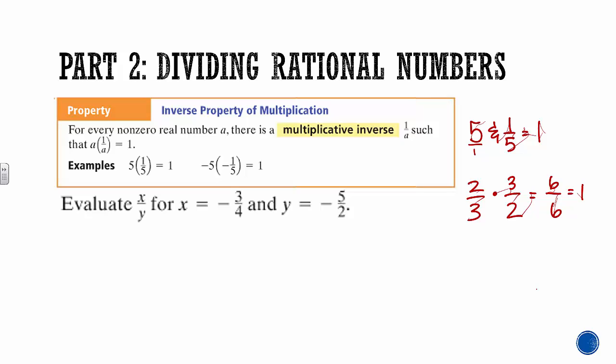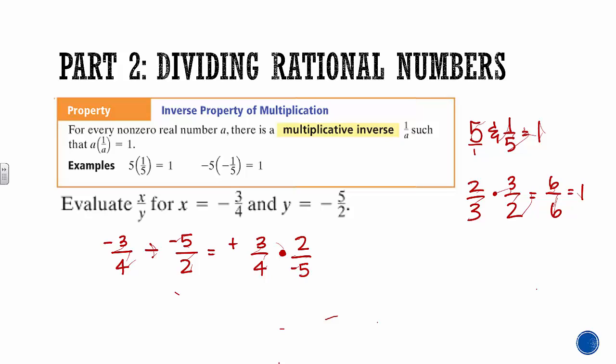So for example, evaluate x divided by y, for x is negative 3/4 and y is negative 5/2. So we can rewrite this, negative 3/4 divided by negative 5/2. So right off the bat, I look at my 2 numbers, and because they're both negative, I know my answer has to be positive. And then in order to divide them, we can't just divide 3 by 5 and 4 by 2. What we have to do is keep the first number the same, change the sign to multiplication, and flip the second one over, find the reciprocal.